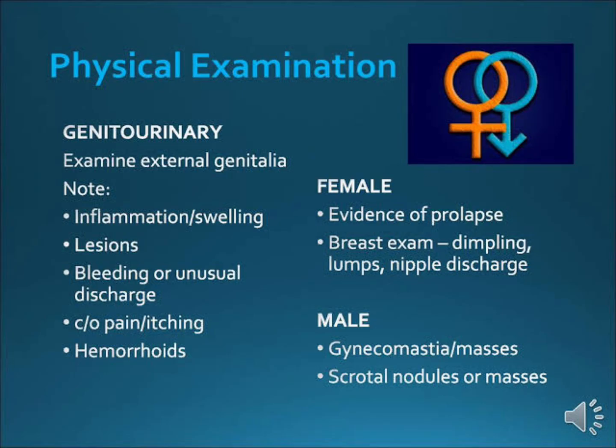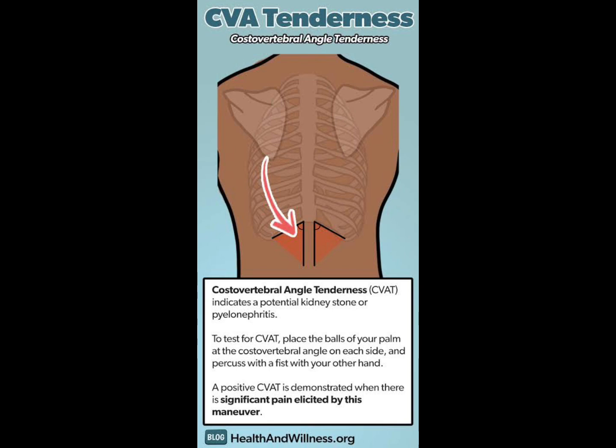Now, in genitourinary examinations, we check for inflammation, swelling, lesions, any unusual bleeding or discharges, or hemorrhoids. In females, we check for lumps in the breast and evidence of prolapse. And in males, we check for scrotal nodules or masses and gynecomastia. For severe tenderness, that is costovertebral angle tenderness, this indicates a potential kidney stone or pyelonephritis. To test for CVAT, place the palm of your hand at the costovertebral angle on each side and percuss with a fist of your other hand. A positive CVAT is demonstrated when there is significant pain elicited by this maneuver.